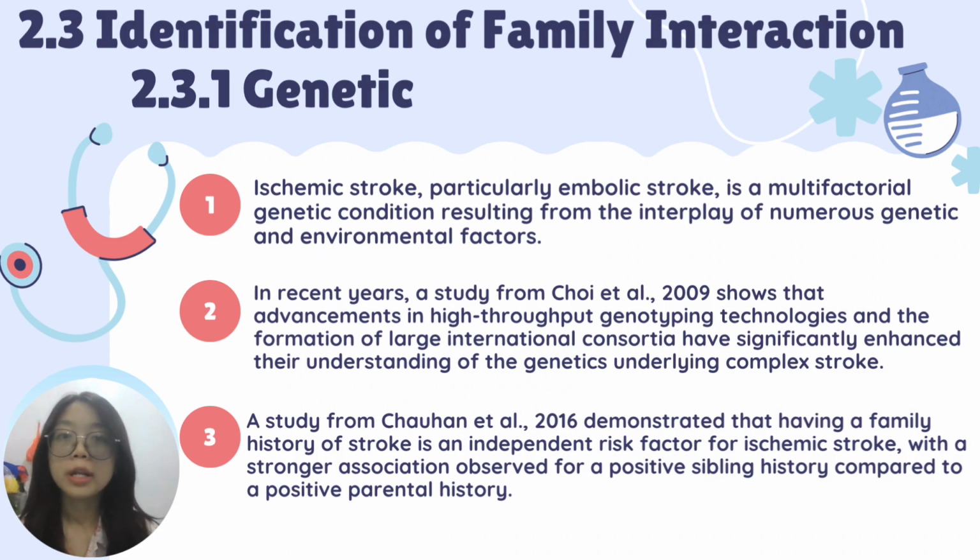So ischemic stroke, or particularly embolic stroke, is a multifactorial genetic condition resulting from the interplay of numerous genetic and environmental factors. We have collected two studies. The first one is from Choi et al. 2009, which shows that their understanding of the genetics underlying complex stroke has significantly enhanced. And the second one is from Johan et al. 2016, who observed that a positive sibling history is higher compared to a positive parental history. So we can conclude the genetic part of a family plays a role for the embolic stroke of a patient.